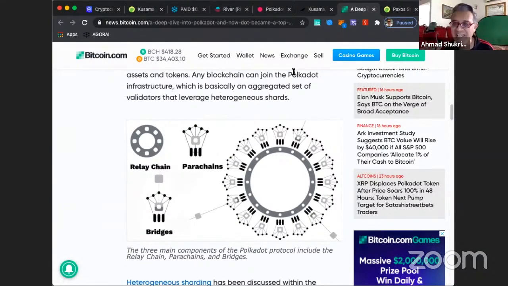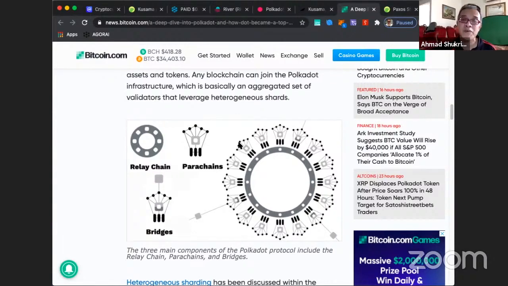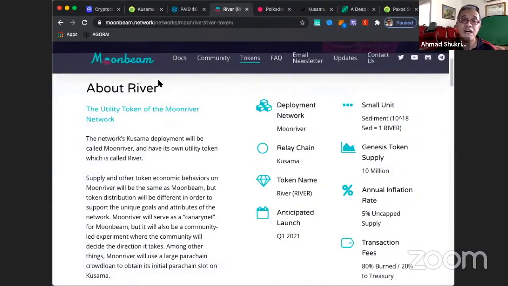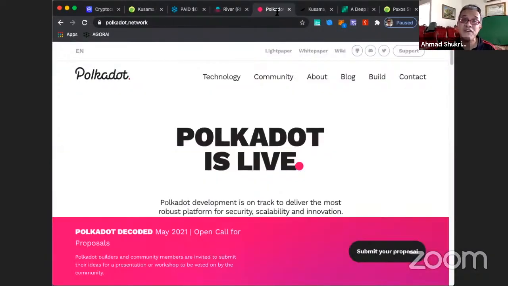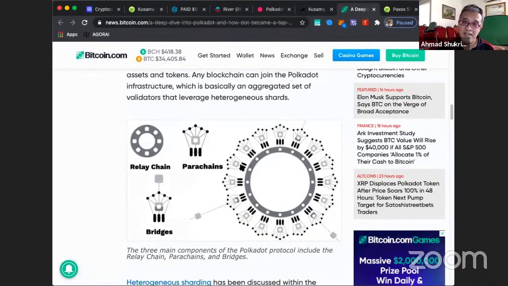It's very complicated, but then when you listen to it, it makes sense. Let me tell you why. Say we put Jeff's Kusama here into Moonbeam, and for putting in Kusama, Jeff gets River. Now this is very safe. Do you know why? This thing doesn't belong to Moonbeam. It is held somewhere like a trust. If the project doesn't work, it goes back to Jeff. If the project works and they're doing development, Jeff gets the River.